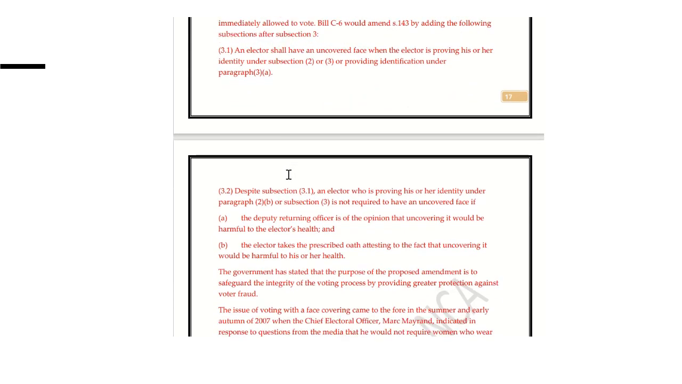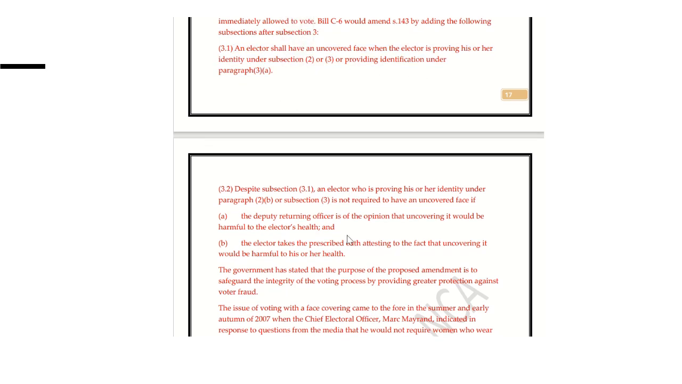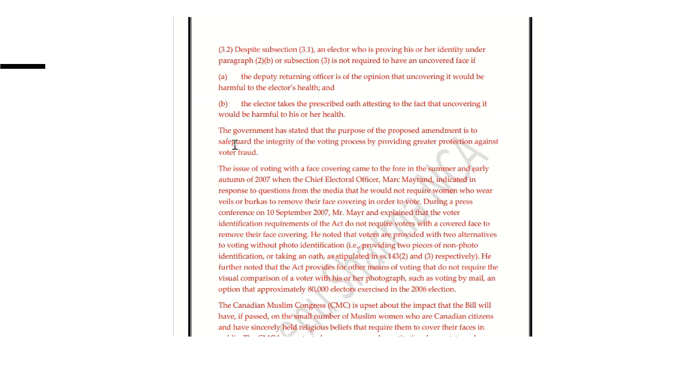So these were the hypothetical provisions that were there in the question. An elector shall have an uncovered face. So this is the main issue. Whenever the elector is proving his or her identity, they have to show their face. When a few people oppose this, the government has stated that the purpose is to safeguard the integrity of the voting process by providing greater protection against voter fraud. So this is the intention behind the legislation.